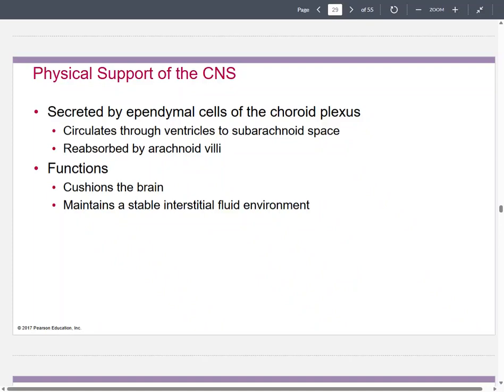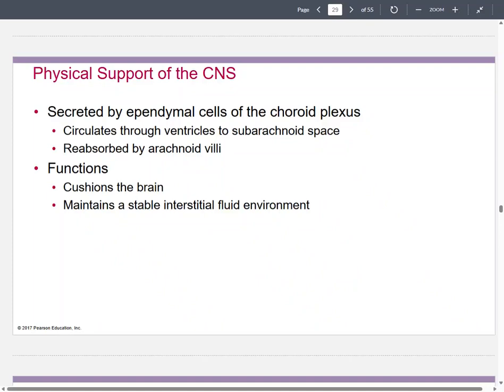What are arachnoid villi? Arachnoid villi are little finger-like protrusions of the arachnoid mater into a space above it between the dura and arachnoid mater. And these arachnoid villi are going to reabsorb the CSF after about 8 hours.